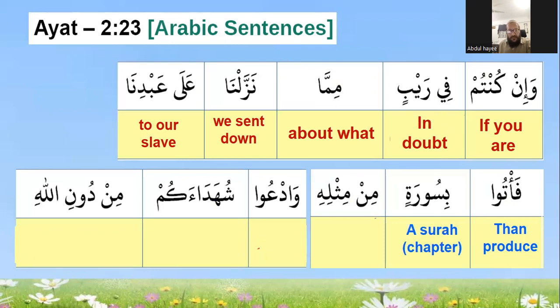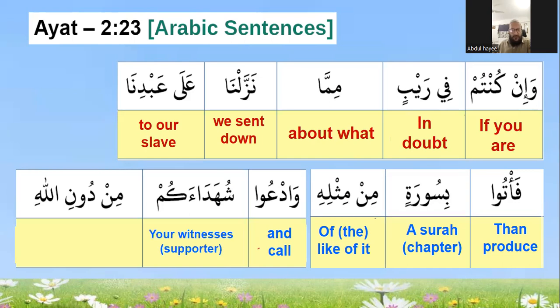Bisuratin. Bisuratin means a surah, a chapter. Min mithlihi: what is the meaning of min? From or of. Mithl means like. So of or like it. Min mithlihi means of like it. Wad'u: wad'u means and call. Wad'u, call. Shuhadakum: what is the meaning of shuhada?